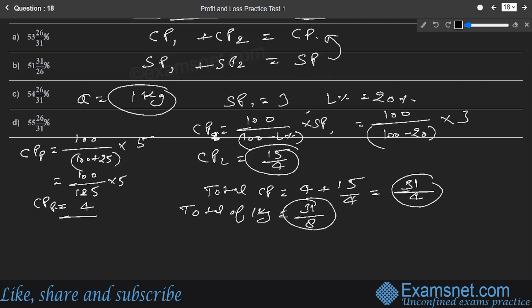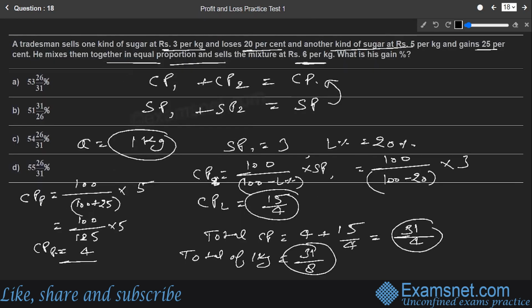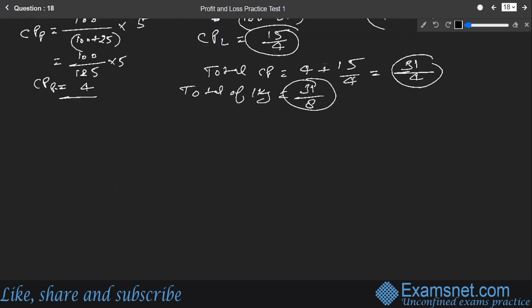Now on the other side, what he has done, he has sold the mixture at, as they say, 6 rupees per kg. He has sold the complete mixture at 6 rupees per kg. Okay, so the selling price of 1 kg is simply 6 rupees.